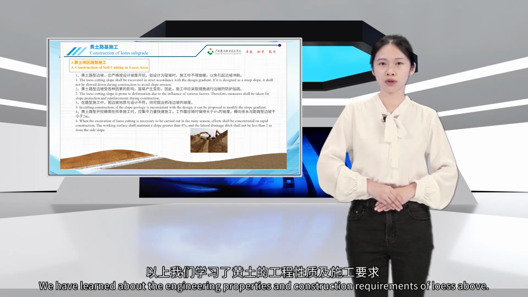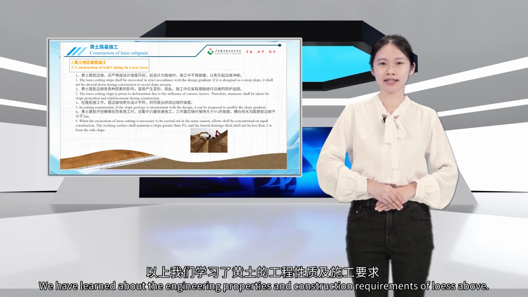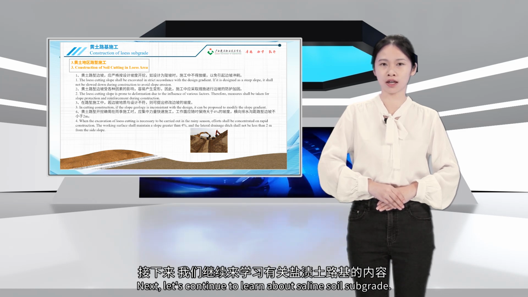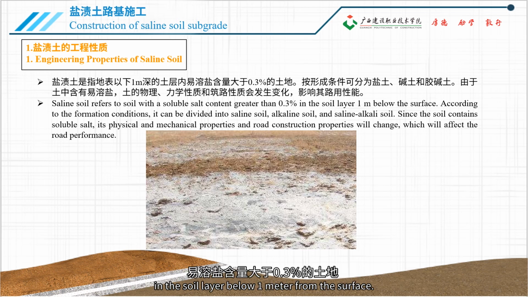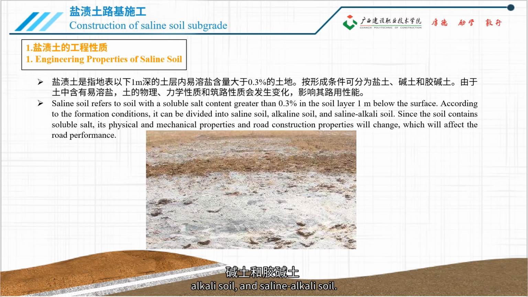We have learned about the engineering properties and construction requirements of Loess above. Next, let's continue to learn about saline soil subgrade. Saline soil refers to soil with a soluble salt content greater than 0.3% in the soil layer below 1 meter from the surface. According to formation conditions, it can be divided into saline soil, alkali soil, and saline alkali soil.